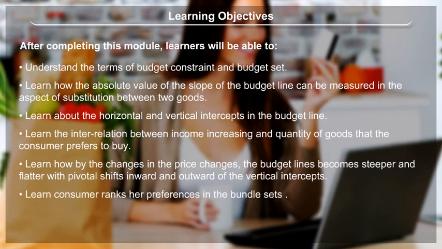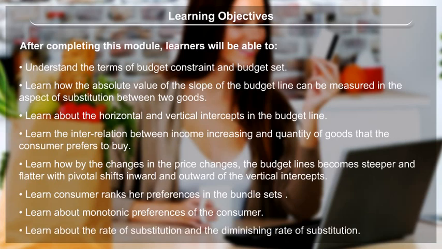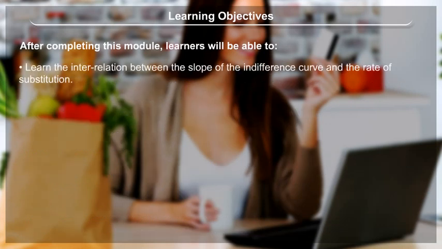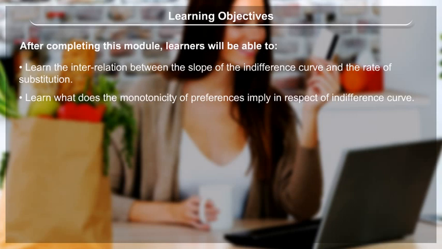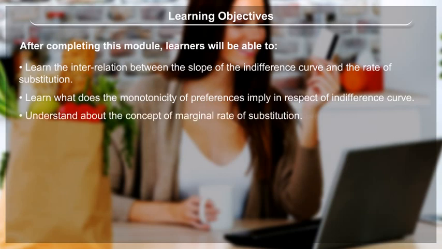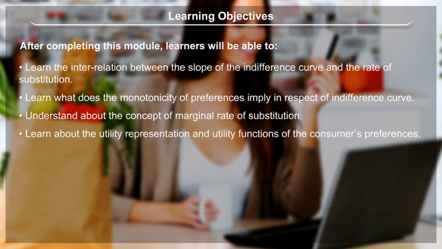Learn how a consumer ranks her preferences in bundle sets. Learn about monotonic preferences of the consumer. Learn about the rate of substitution and the diminishing rate of substitution. Learn the interrelation between the slope of the indifference curve and the rate of substitution. Learn what the monotonicity of preferences implies with respect to the indifference curve. Understand the concept of marginal rate of substitution. Learn about the utility representation and utility functions of the consumer's preferences.